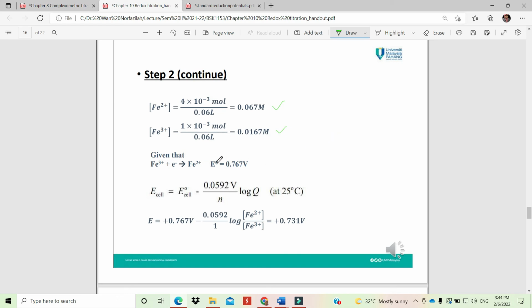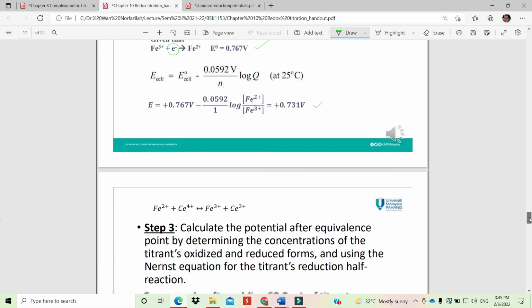Then find the standard potential for the half reaction in the standard reduction potential list. You get this one, so now you can calculate the E cell. We have the E naught cell here for the reaction of iron 2 plus and 3 plus, and then use the equation given. This is 0.0592 divided by the number of moles of electrons involved. Here the number of moles of electrons is 1, so n equals 1, times log of the concentration of iron 2 plus product over iron 3 plus reactant. So you get the E cell.